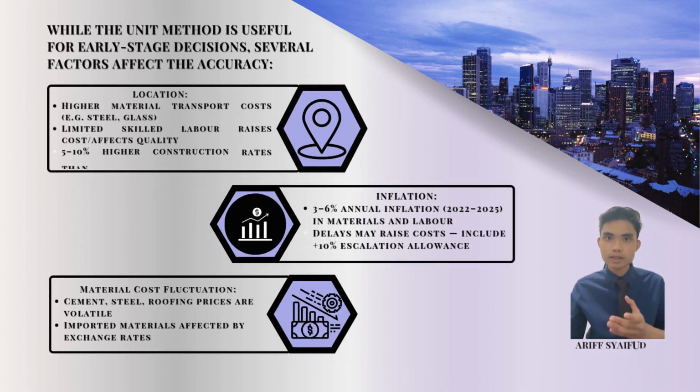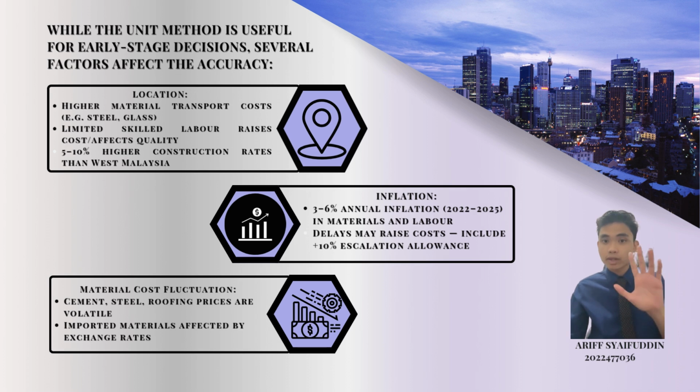While the unit method is useful for early stage decisions, several factors affect the accuracy. Firstly is the location, higher logistic costs. Many construction materials such as steel, glass, tiles, and certain fittings are not manufactured locally in Sarawak and must be transported from Peninsular Malaysia or imported. In fact, this will increase the freight charges, port handling, and delivery time, all of which contribute to higher material costs. Effect on estimate: cost per square foot may be 5 to 10% higher than a similar project in West Malaysia.